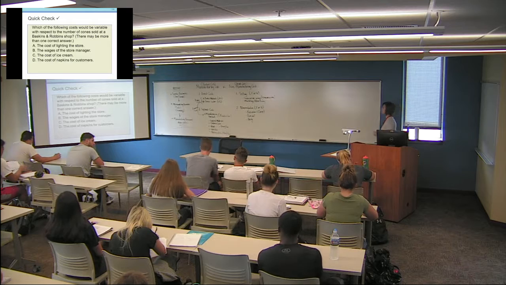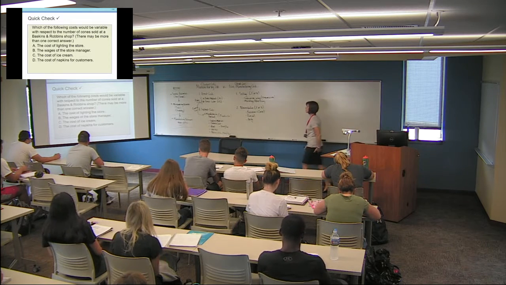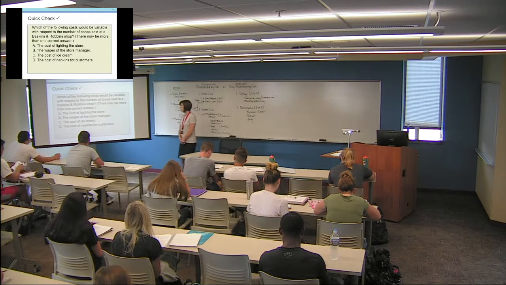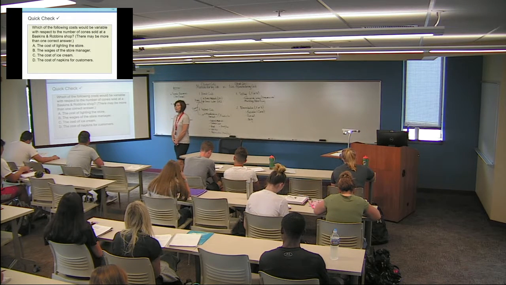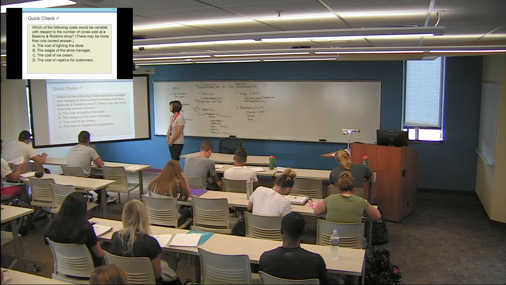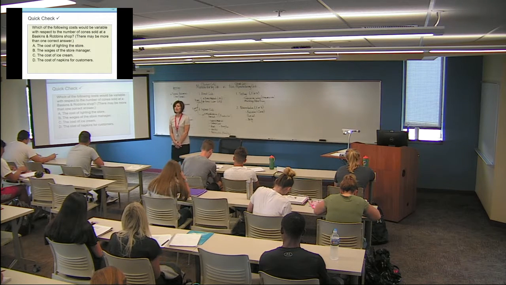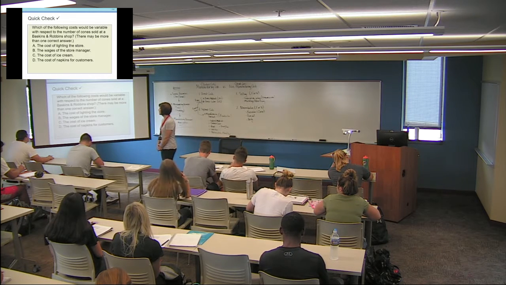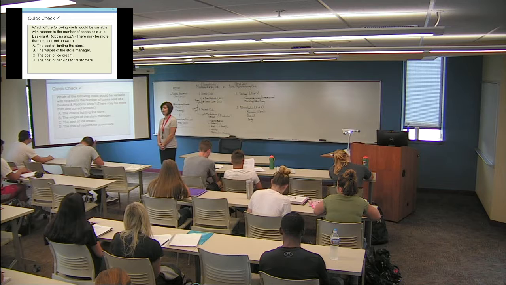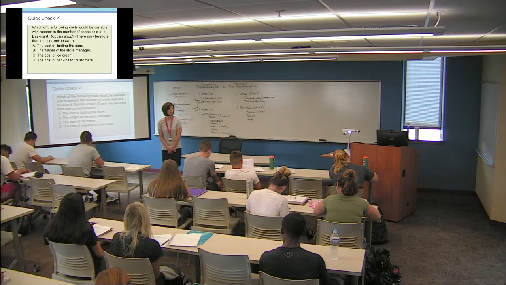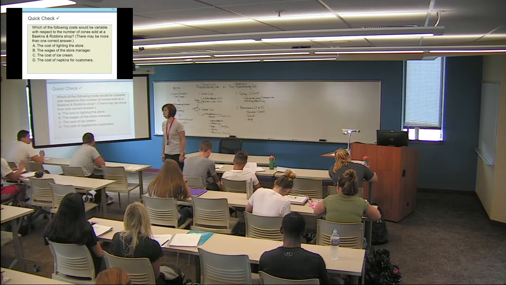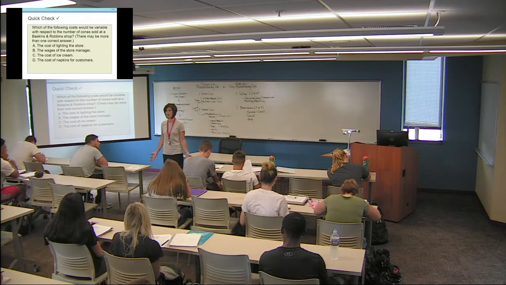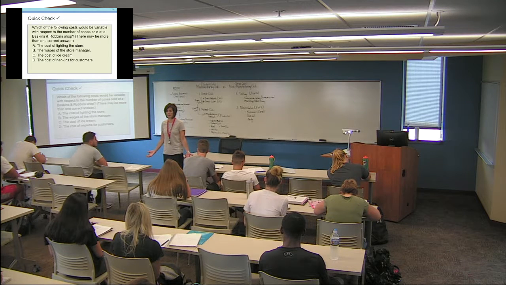All right, so let's talk about this one. Which of the following costs would be variable with respect to the number of cones sold at a Baskin Robbins shop? Okay, there may be more than one correct answer. So variable is going to vary in direct proportion to what level of activity do you think at Baskin Robbins? What do they sell? Ice cream. So the level of activity here is probably the number of ice cream cones or ice cream dishes or whatever you want to call them, right? The amount of ice cream that you sell. So that's what we're talking about here, okay?